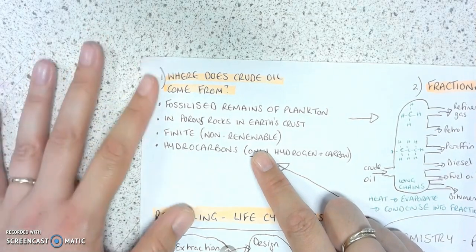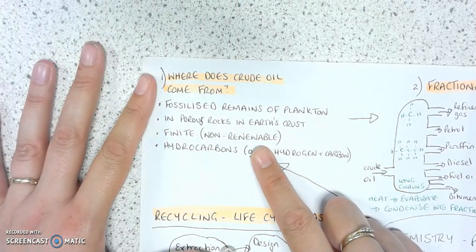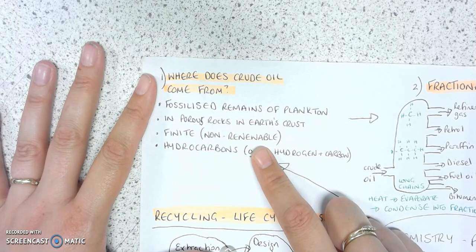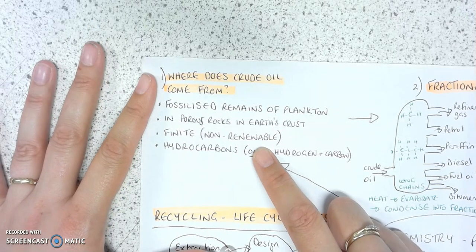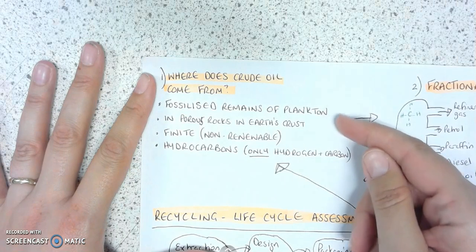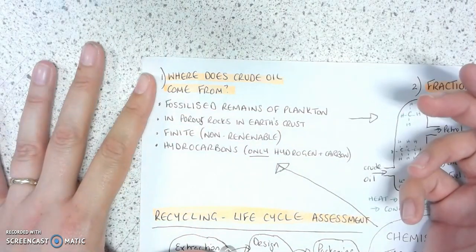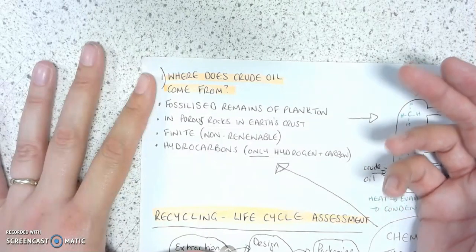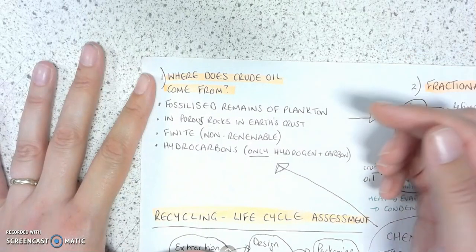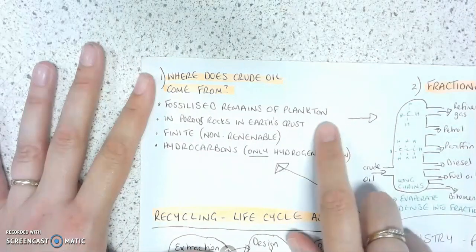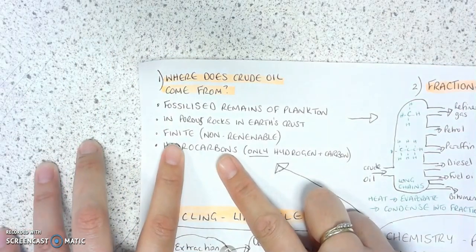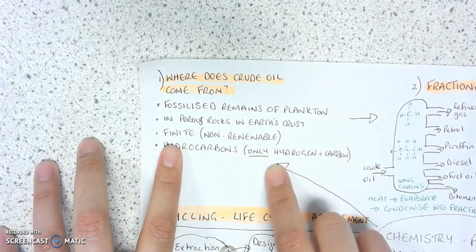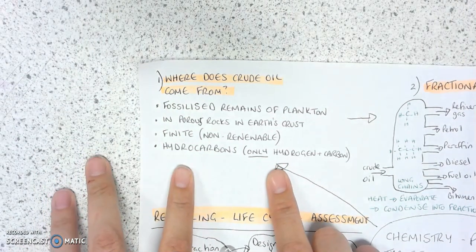And then eventually it just sits there and something happens, and scientists are not sure what it is, where over millions of years that plankton actually condenses down into this thick black soup, which is crude oil, which is made of hydrocarbons. And we're going to have a look at that in a moment. We say that it's a finite resource, it's non-renewable. And like I say, it's made of hydrocarbons.